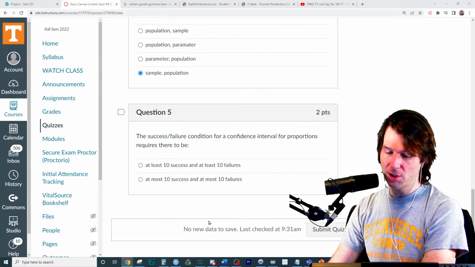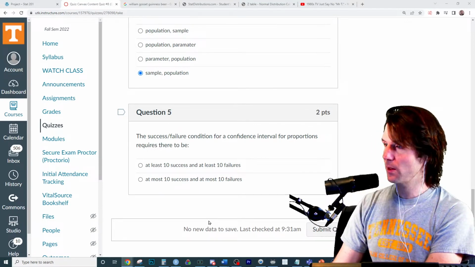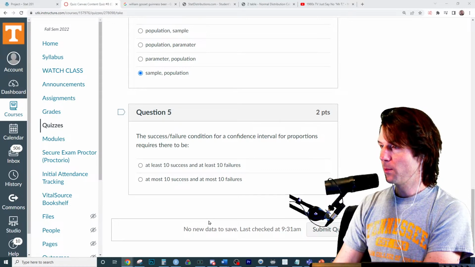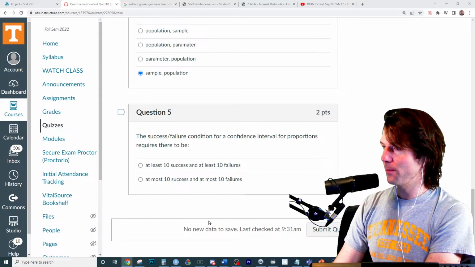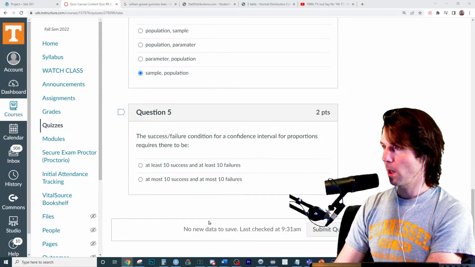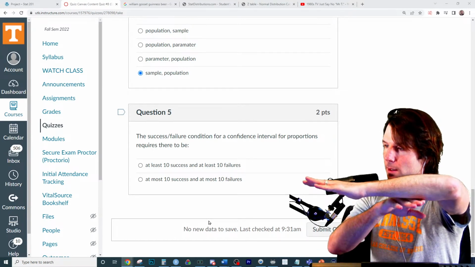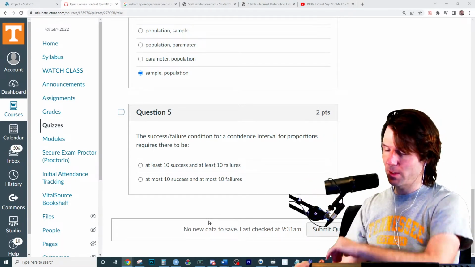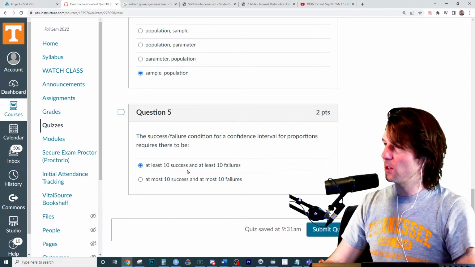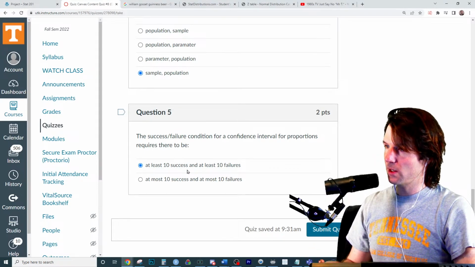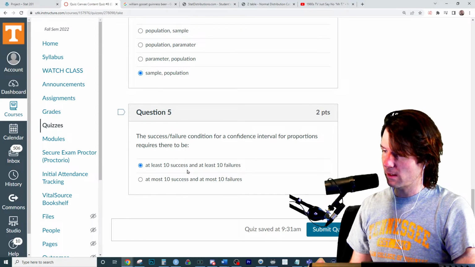The success failure condition for a confidence interval for proportions requires that there must be what? At most or at least? Are we saying we can't have more than 10, or we need at least 10? That's correct right there, Justin. It's at least. The 10% is you can't sample more than 10%. The success failure is you need at least 10 successes, at least 10 failures.